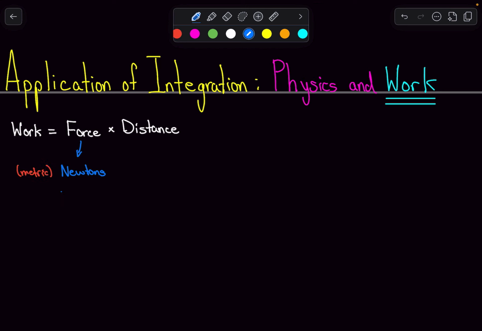You may have also seen force more commonly, if you're in America, as pounds of force. Right, so if you step on a scale, this is the imperial system. And that's the unit that we use to measure force in America. And then for distance, again, for the metric system, we tend to use meters. But if you are in America or use the imperial system, maybe they'll use things like feet, miles, etc. Okay.